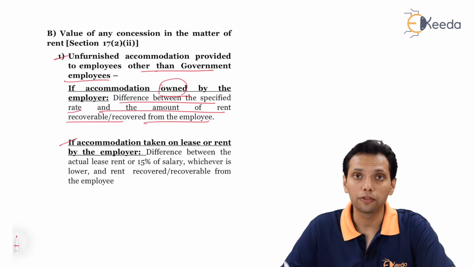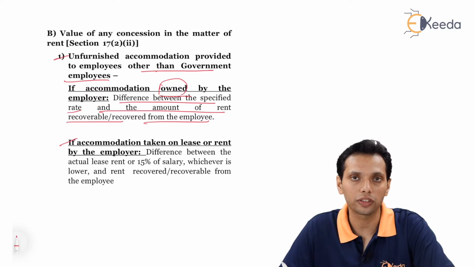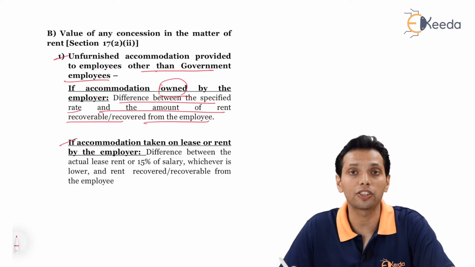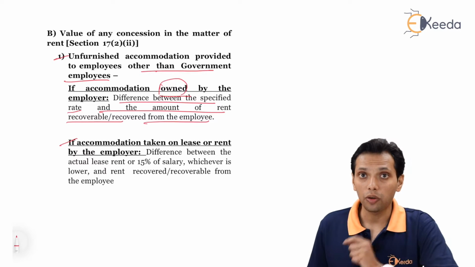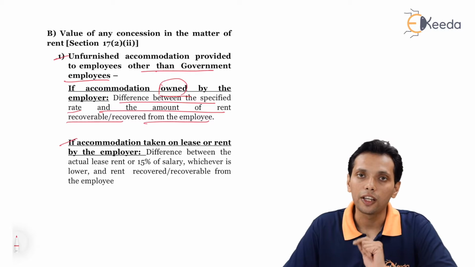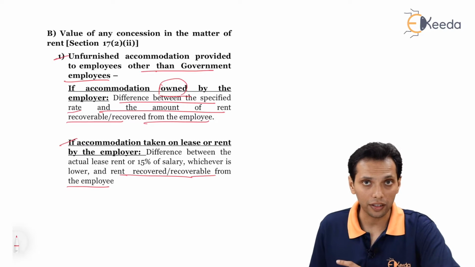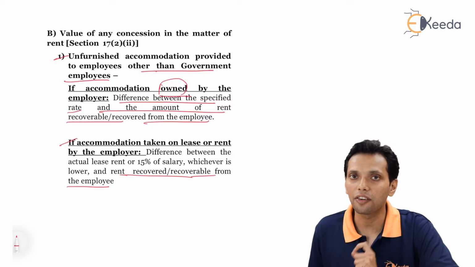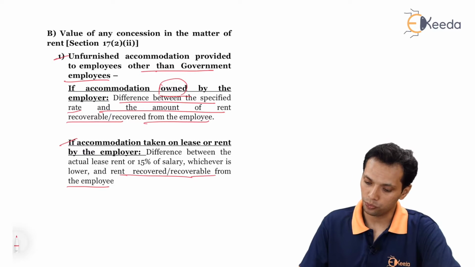Second category is if the accommodation is taken on hire by the employer. In those cases, 15% of the salary or actual hire charges, whichever is lower, is considered as the perquisite value, and any amount recovered from the employee will be deducted. So rent recovered or recoverable from the employee will be deducted, and only the concessional rent will be considered as perquisite value.